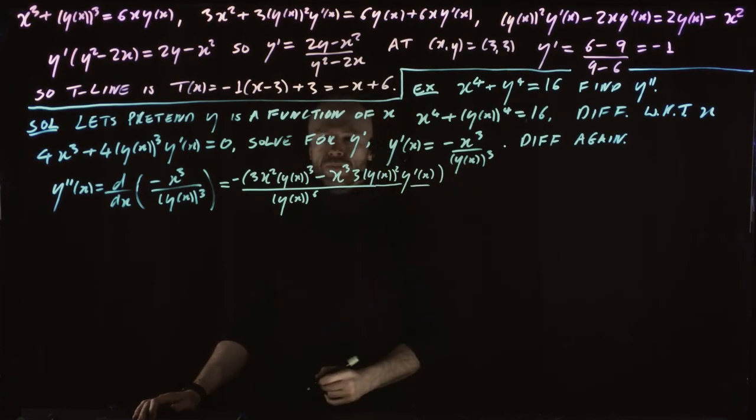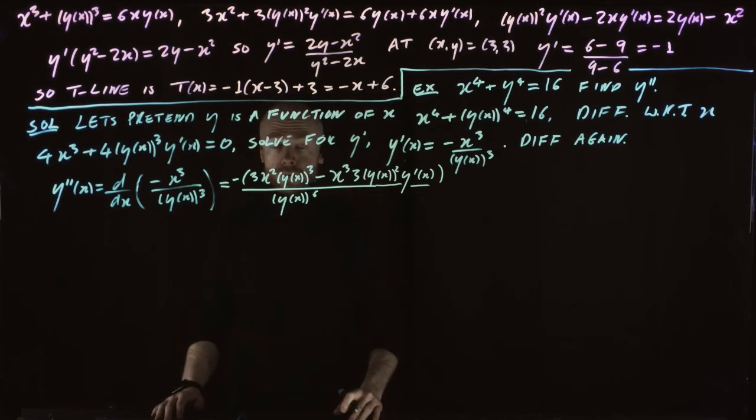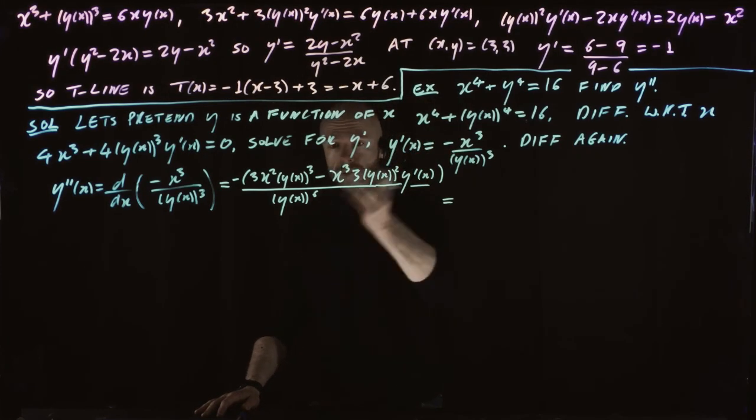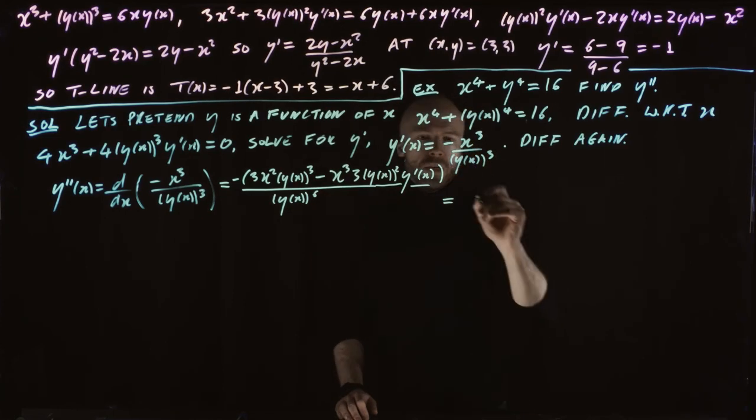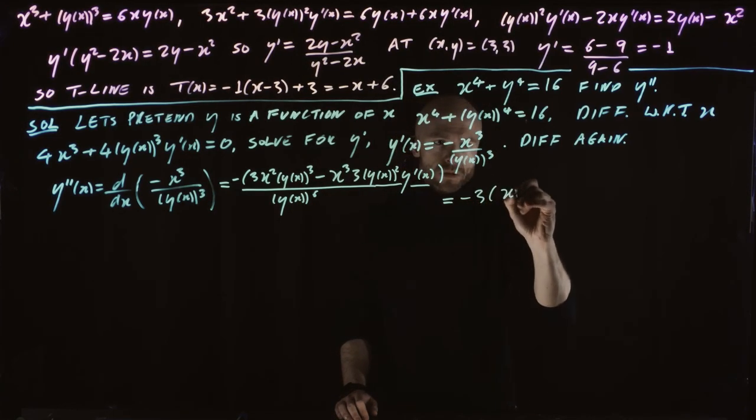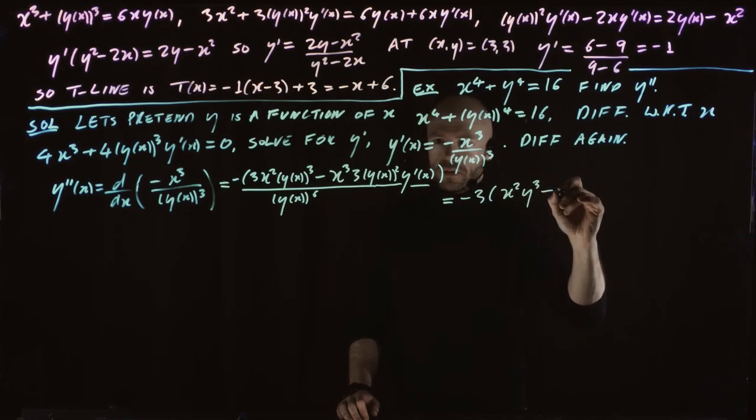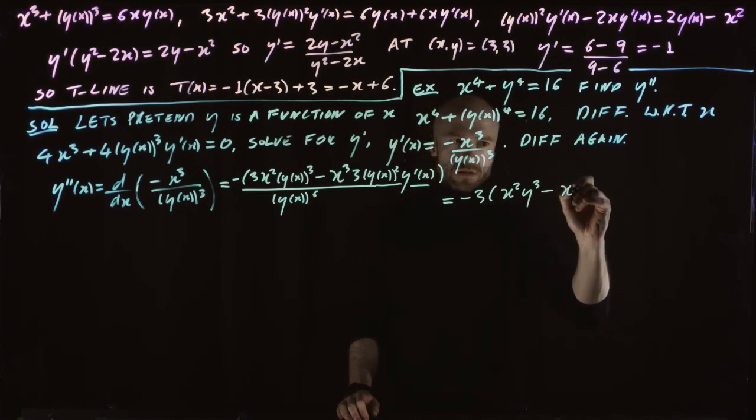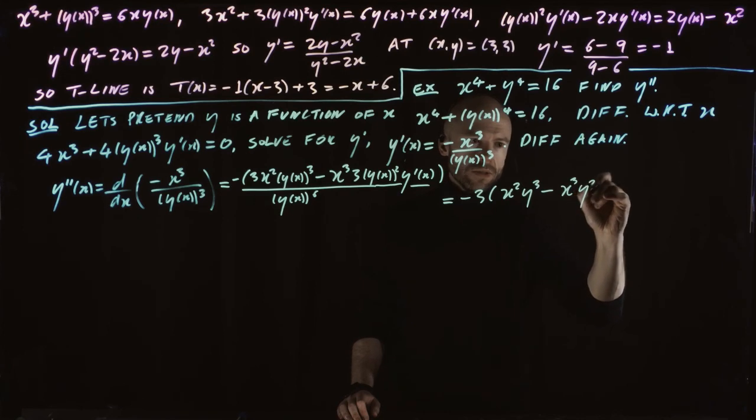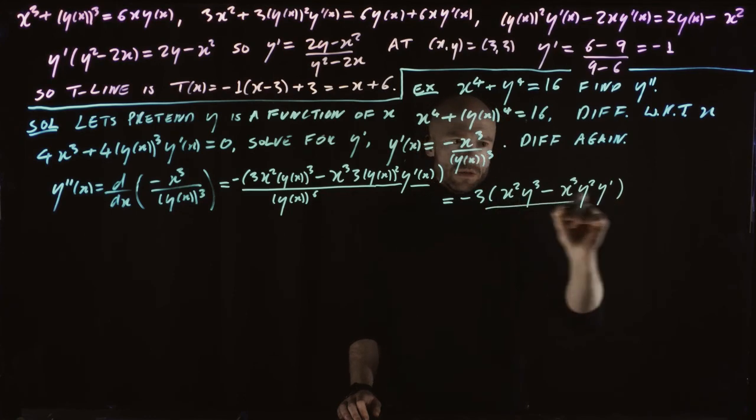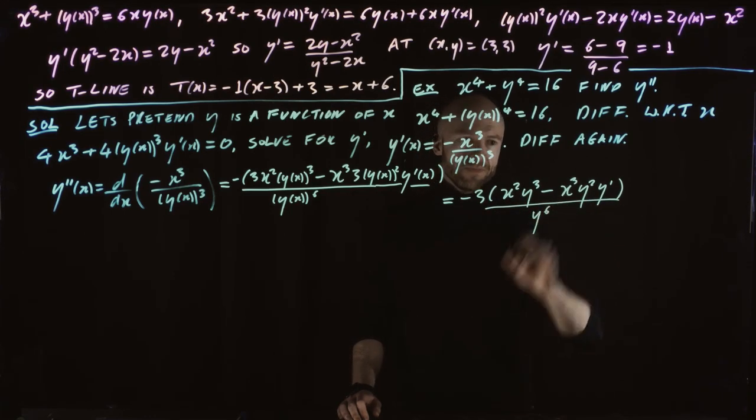Excellent. And now we've done all the differentiation. So now we are allowed to write this just as a function of x and y, which is good because this looks really messy. Let's pull out a 3 as well. So we have minus 3 x squared y to the 3 minus x to the 3 y squared y prime over y to the 6.